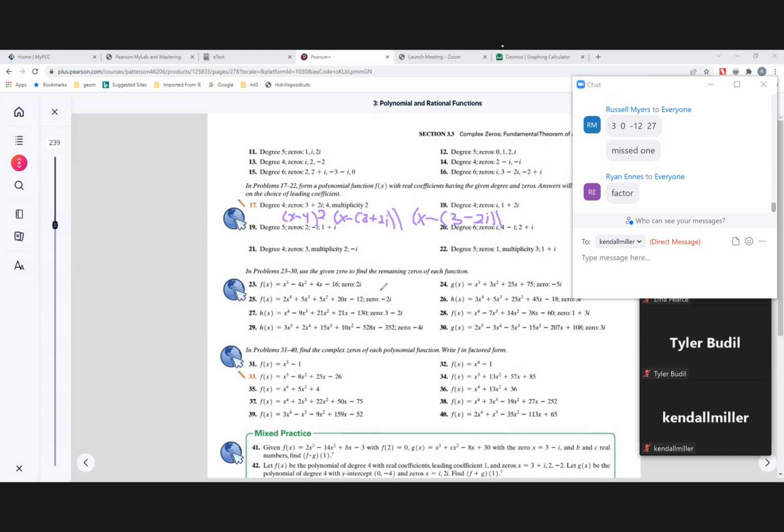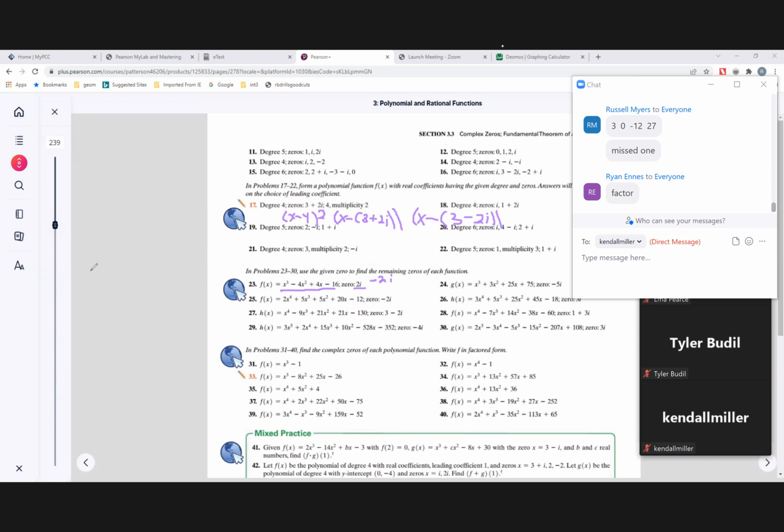So that's those ones. Down here in 23 through 27 through 30, which is in this section, use the given zero to find the remaining zeros of each function. So notice that it gives you a cubic here, or third degree, and 2i as a zero. Well, that means that negative 2i is also a zero, but we still have to find one more because we have to get it so that there's 3 of them, right? All right.